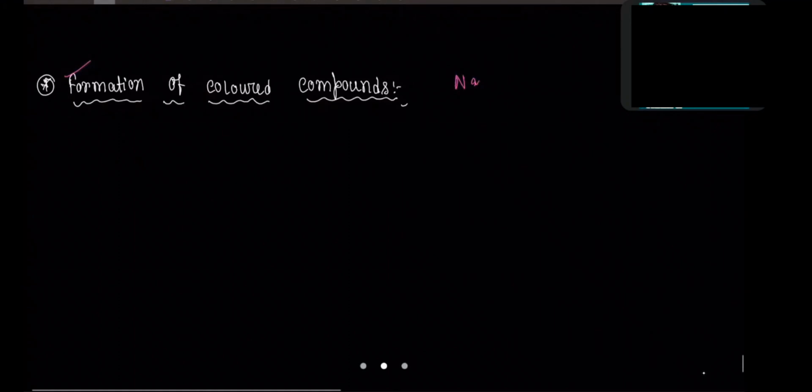Now, the formation of colored compounds would be our topic in the next class. So the next class is going to be very, very important because we are going to talk about the LMCT, MLCT charge transfer, d-d transitions, and all these things.